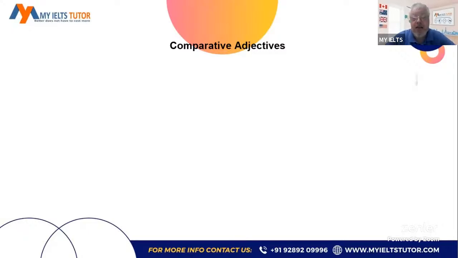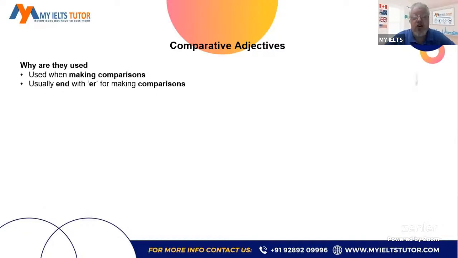Now, comparative adjectives, and this is also where superlatives come into play as well. So now, why are they used? Okay. So we use comparative adjectives when we need to make comparisons, okay? And they usually end with er, and again, we do this when we make comparisons. So for example, well, I'll have examples coming up. For superlatives, they end with est. And sometimes we make mistakes by interchanging them.